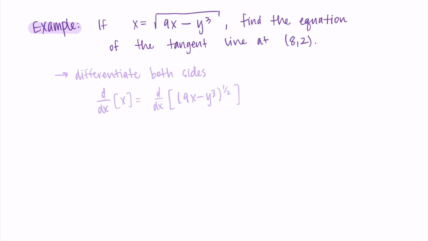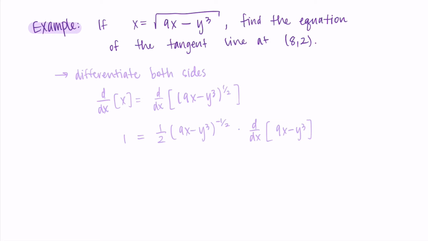Okay, so let's differentiate both sides with respect to x. So on the left-hand side, I'm taking the derivative of x, that is just 1. On the right-hand side, I'm going to need to use chain rule. I have something to the 1/2 power. I'm rewriting the square root as a 1/2 just to help me out here. So the 1/2 will come in front, I leave the inside alone, I decrease the power to -1/2, and then I need to multiply by the derivative of the inside, the derivative of 9x minus y cubed.